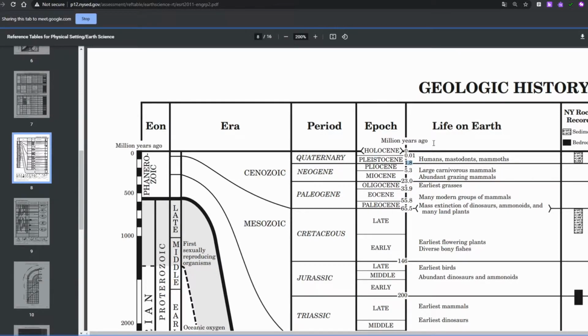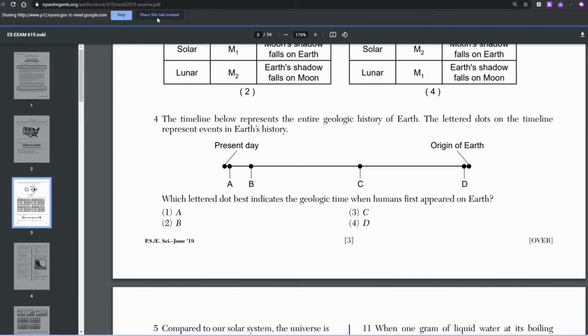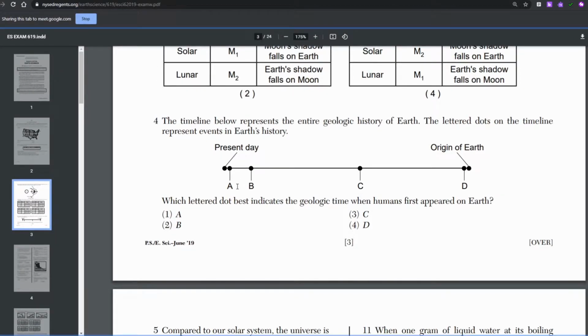All right, so where would a million years fall on this chart? Well, origin of the Earth would be 4,600 million years ago. That's a long time ago. So that would mean that humans would have to be A. There's really no other way around that. In fact, I would move A a little closer to that present day dot.